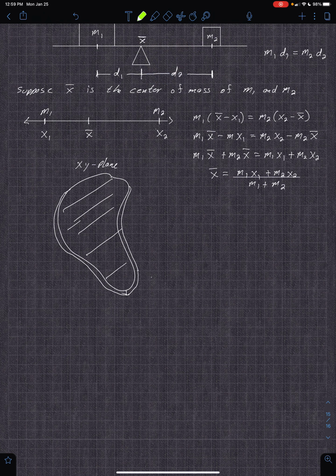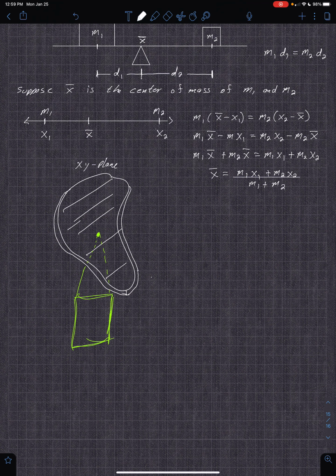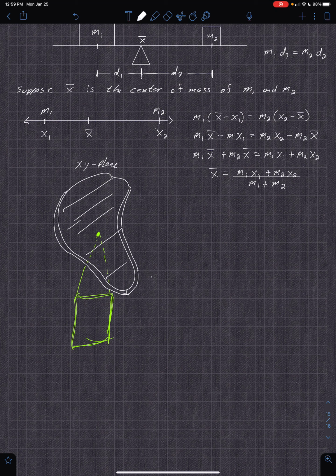The balance point of this one, who knows where it would be. Maybe right here. Okay, so if you were to balance that, that's what it would look like. So we're going to balance it at that point. That's the center of mass of the whole thing. Okay, so this is what we call, or they call in the book, a lamina.